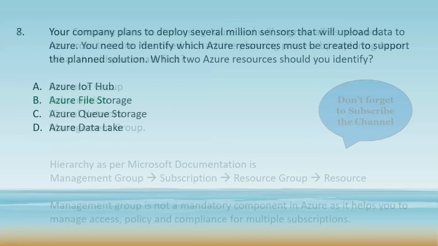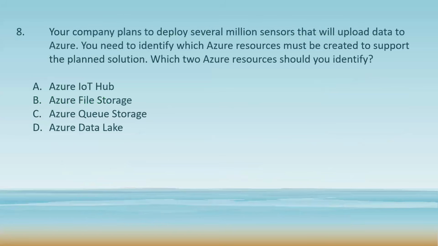Moving on to question number 8. Your company plans to deploy several million sensors that will upload data to Azure. You need to identify which Azure resources must be created to support the planned solution. Which 2 Azure resources should you identify? You need to choose 2 options here. Your options are Azure IoT Hub, Azure File Storage, Azure Queue Storage, Azure Data Lake.